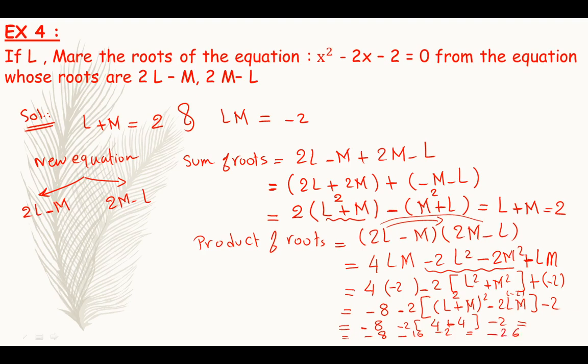Okay, and you can form this equation. The new equation will be x squared minus the sum of the two roots, which equals 2, minus 2 multiplied by x plus the product, which equals negative 26, equals 0.